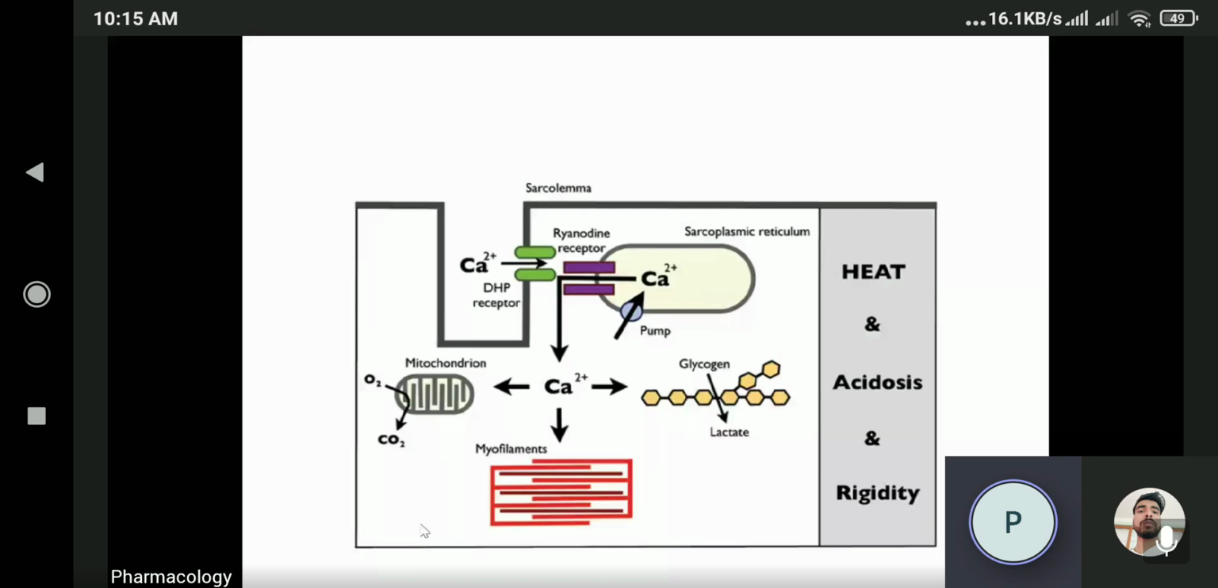And what is the drug used to reverse this condition called malignant hyperthermia? Dantrolene. Okay, so please remember that name. The name is dantrolene.